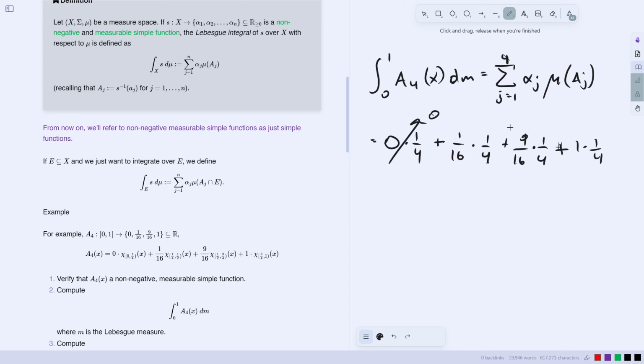Well, actually, I have one. Let's do it. We're going to have 1 over 16 times 1 over 4, plus 9 over 16 times 1/4, plus another 1/4. Okay, I get, is this not right? No, that would be awful. 9 over 16 times 4 plus 1 over 4.